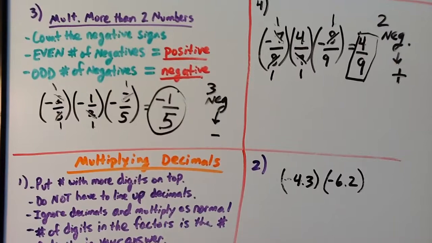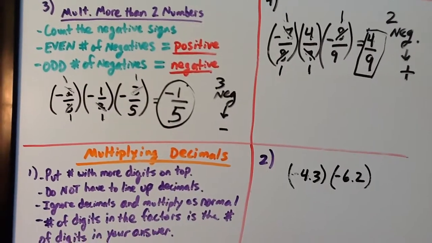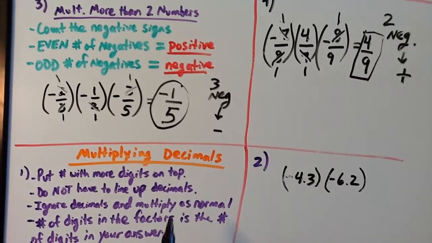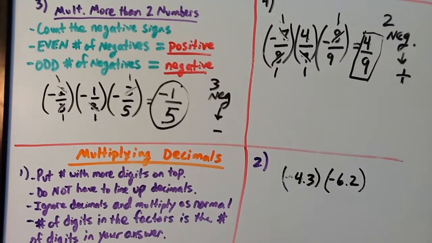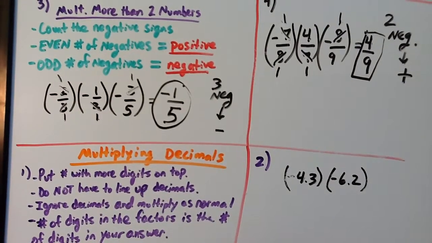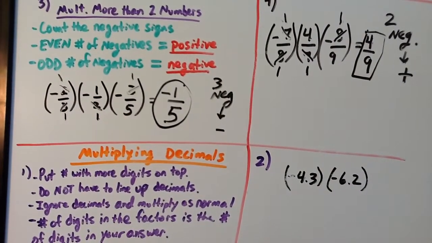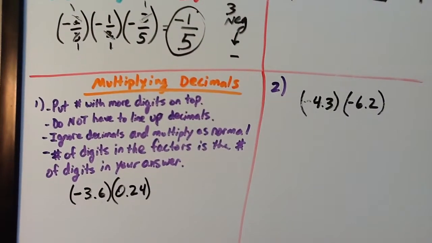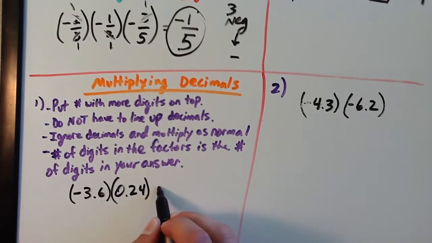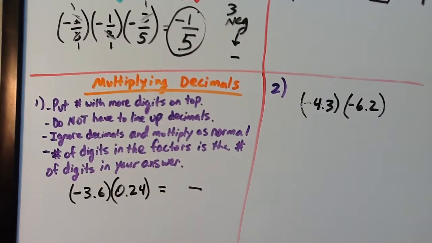Alright, now multiplying decimals. When we multiply decimals, you can put the number with more digits in it on the top, and you do not have to line up the decimals. Unlike addition and subtraction, you don't have to line up the decimals when you multiply, and so we can simply ignore the decimals and multiply as normal. So that's what I'm going to do here. I have negative 3.6 times 0.24. I see that I have a positive times a negative, so different signs.